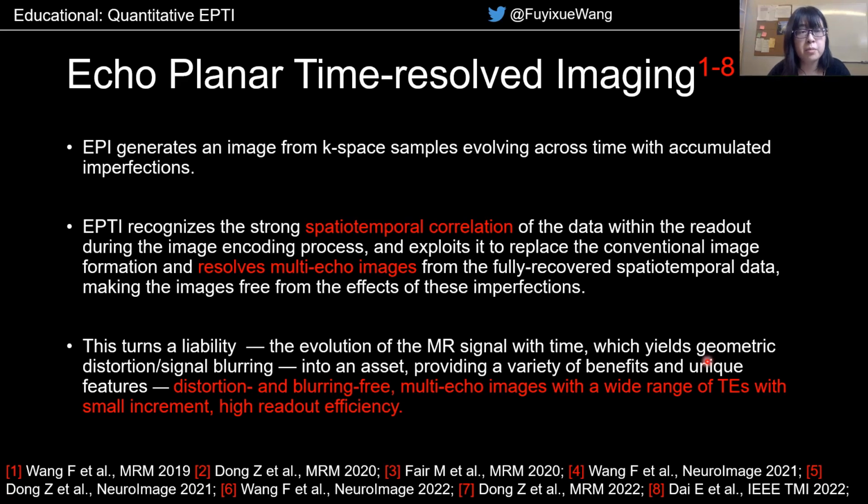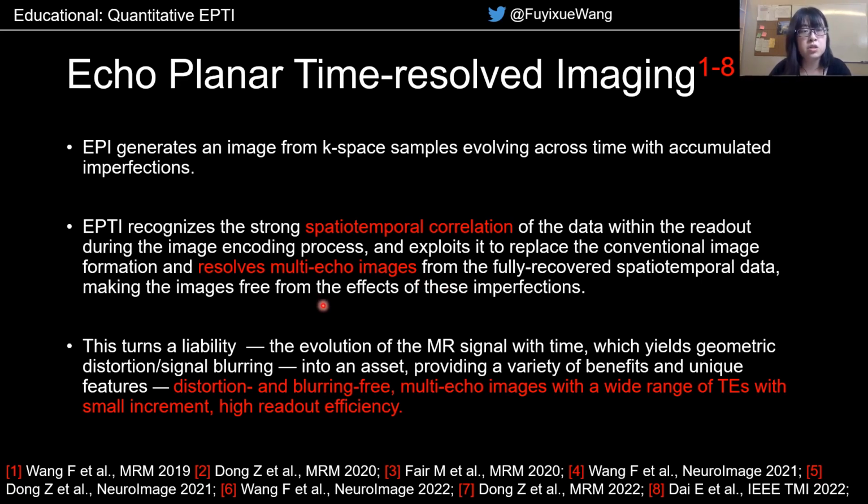So in summary, EPI generates an image from K-space samples evolving across time with accumulated imperfections, while EPTI recognizes the strong spatial-temporal correlation of the data within the readout during the image encoding process, and exploits this correlation to replace the conventional EPI image formation and results in multi-echo images from the fully recovered spatial-temporal data, and therefore making the images free from the effects of these imperfections.